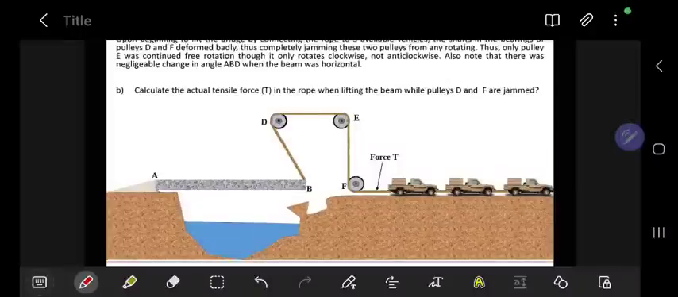Hi guys, in this tutorial I'll demonstrate how to now determine the true tension T in the ropes, given that some of the pulleys here actually do have friction. What you have to keep in mind is that in the previous calculation, what we determined was the value of T that is needed to support our beam in equilibrium.